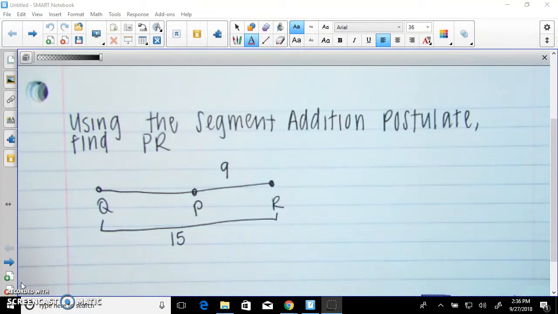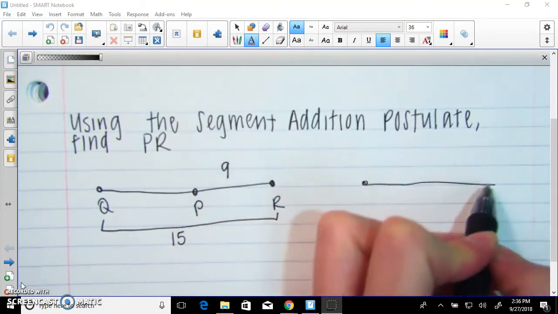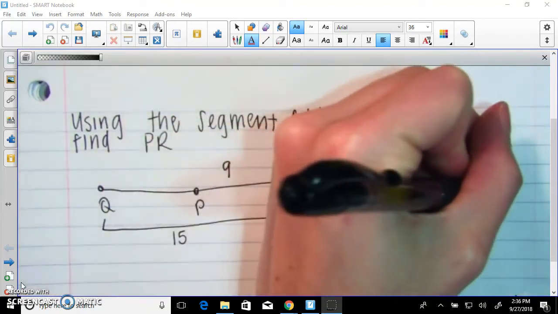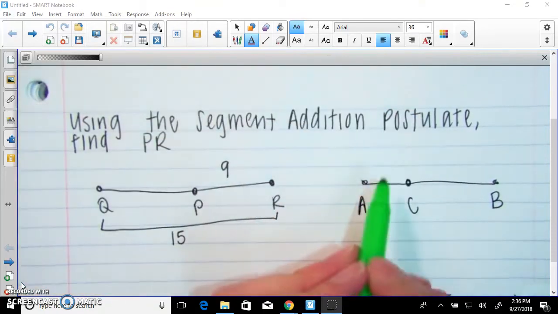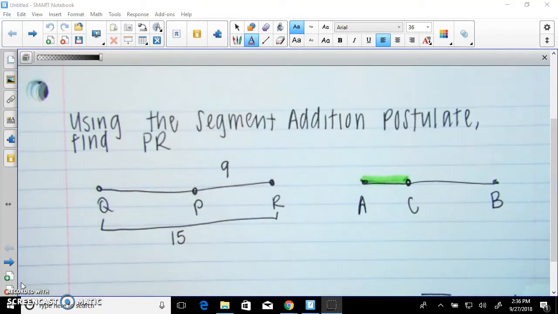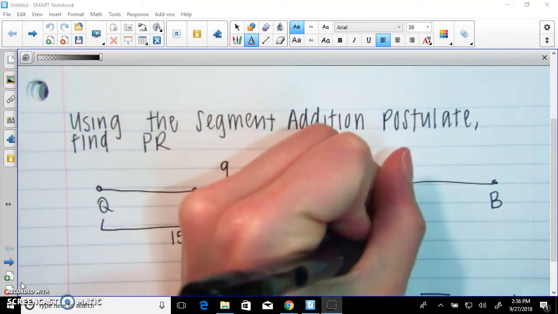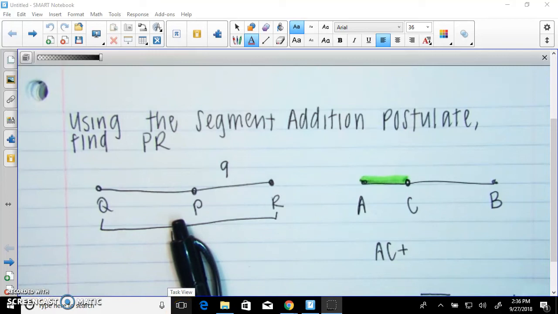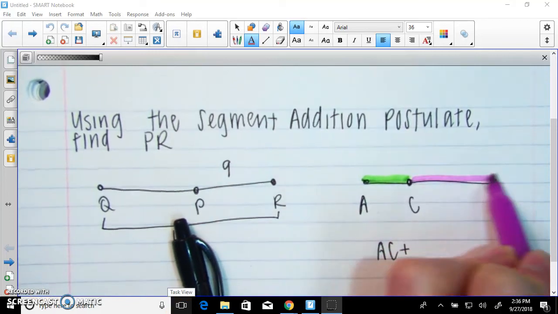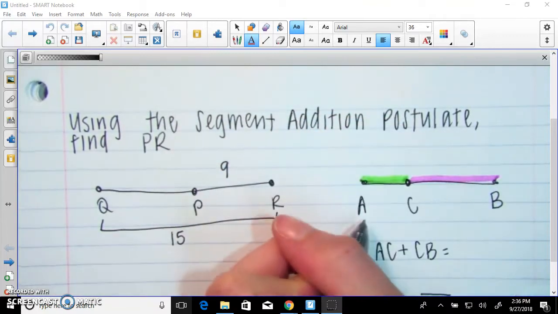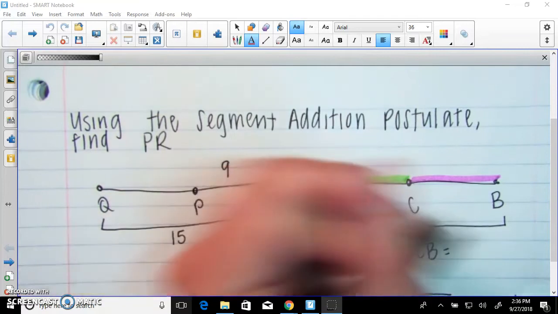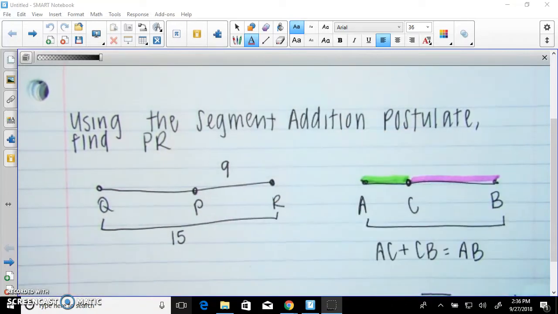So remember, the segment addition postulate essentially says this: if I have any segment, let's say it's called AB, and I divide it up into AC and CB, the length of AC plus the length of CB is equal to the length of the entire segment AB. So this is what we're basing everything that we do today off of.